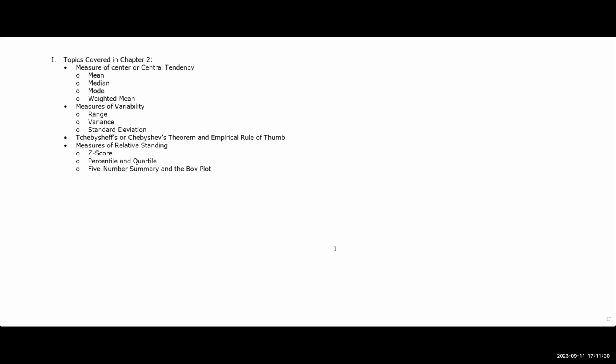meaning where one data point is relative to the other data points. One thing we're going to learn about is the z-score. Next are percentiles, quartiles, and then the 5-number summary and the box plot. Okay, so now what we're going to do is go through the measure of center or central tendency.